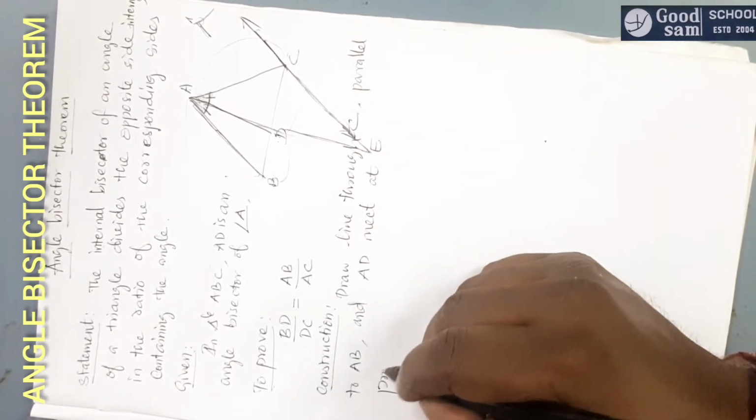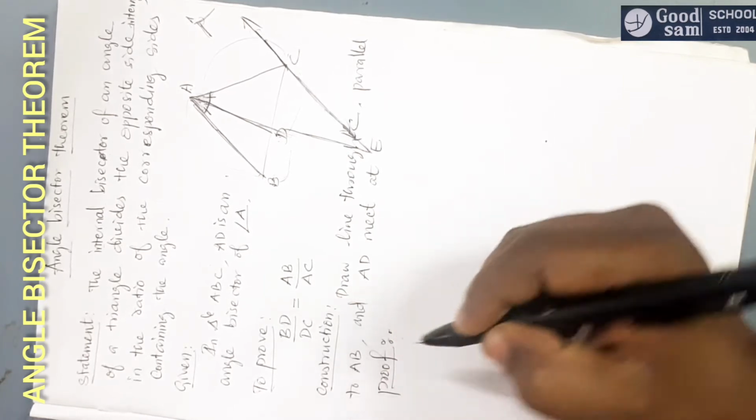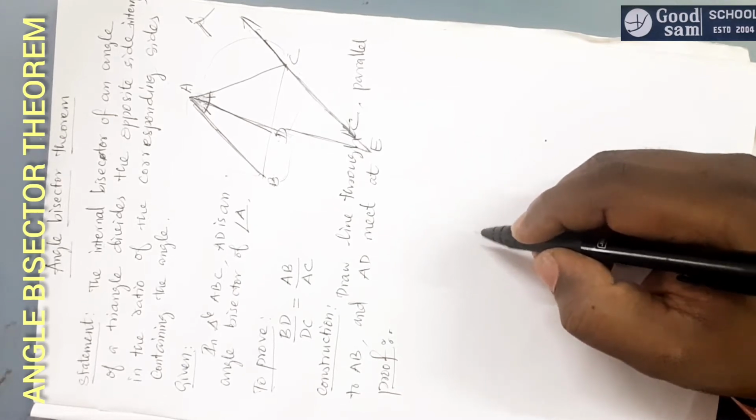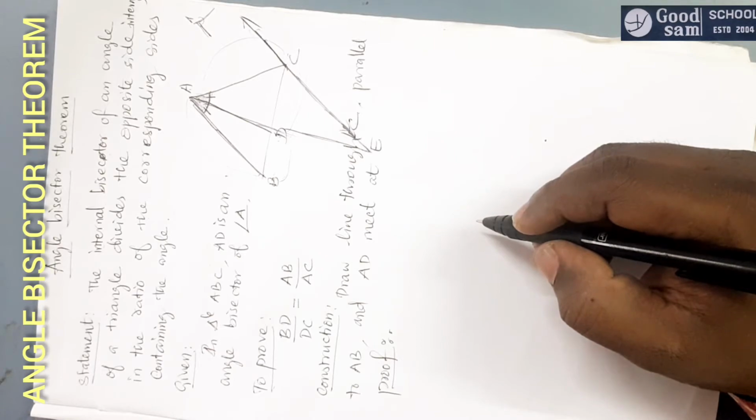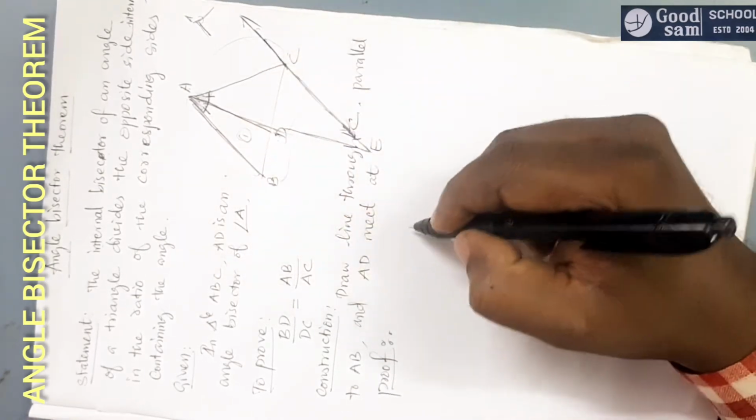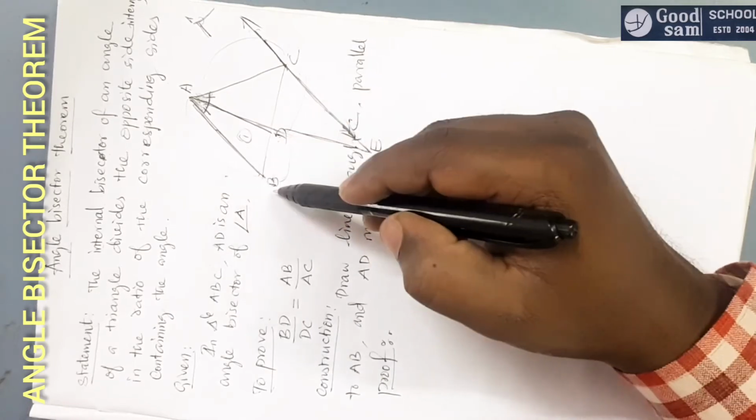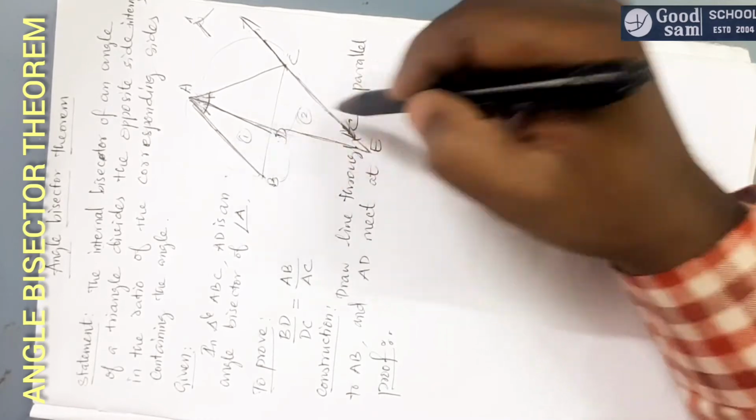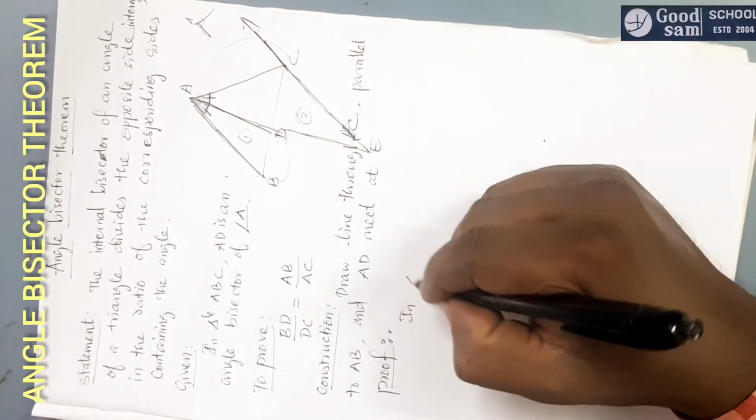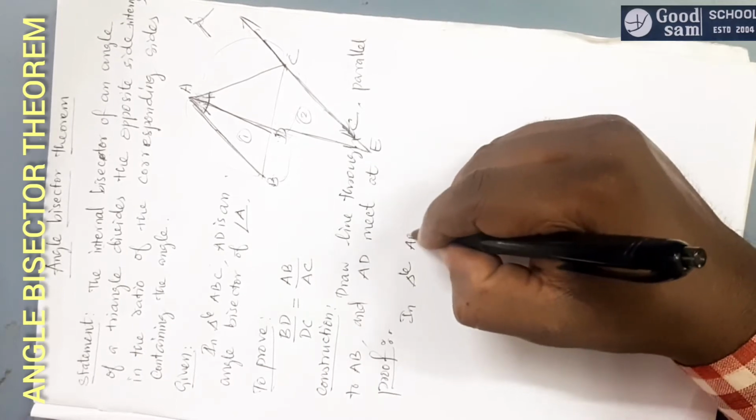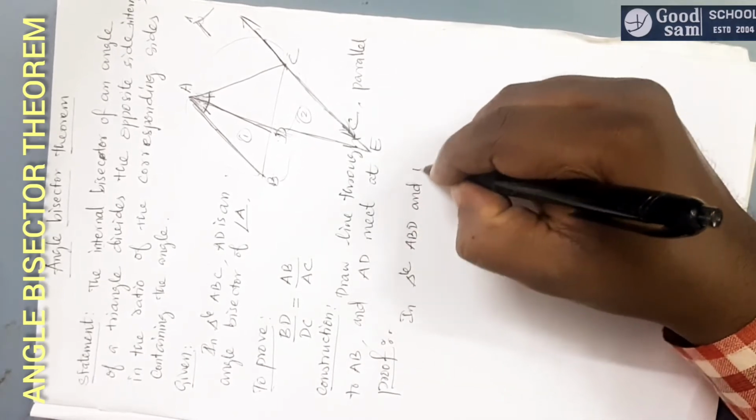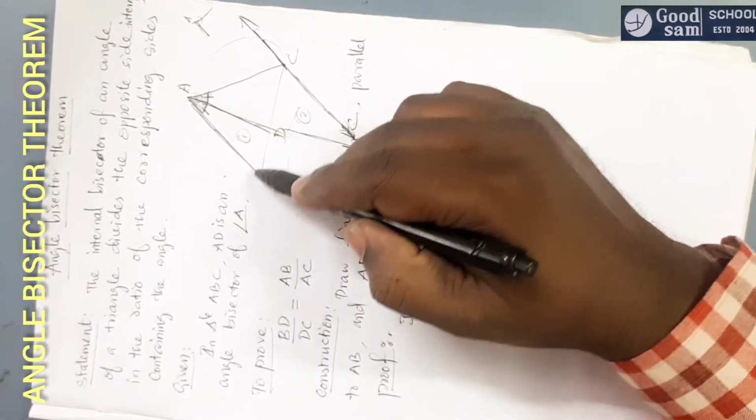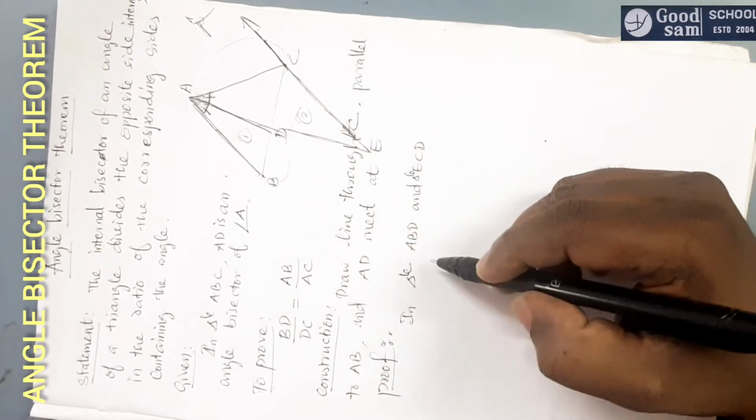Now, proof. We have to prove using this. So look at these two. First, you can take the two triangles: this triangle ABD and this triangle ECD. So in triangle ABD and triangle ECD, ABD is the first one and ECD the second one.